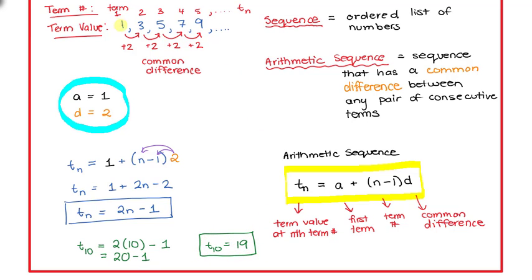So if I were to continue this sequence of numbers to the 10th term, I would find that the value is equal to 19. So use this equation and think about what each part of the equation means in terms of finding out the term value and the term number, and have fun.